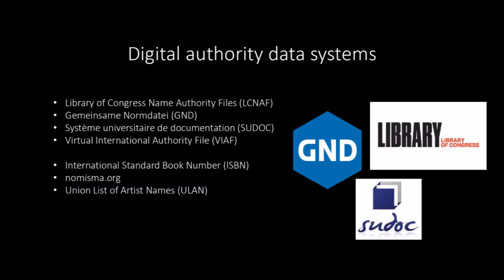There are already a large number of classification systems that create norm data for the relevant era. In the USA, for example, the Library of Congress name authority files. In Germany, the Gemeinsame Normdatei. In France, the Système Universitaire de Documentation. Or across countries, the Virtual International Authority file. Other standardization systems include the ISBN number for books, the Nomisma for coins, or the ULAN for artists.